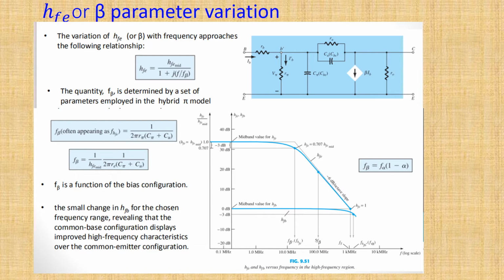The small value of HFB from the chosen frequency range reveals that the common base configuration displays improved high frequency characteristics over common emitter characteristics.